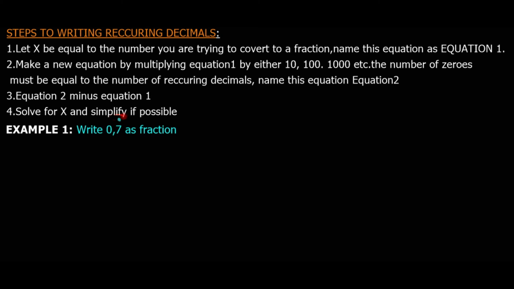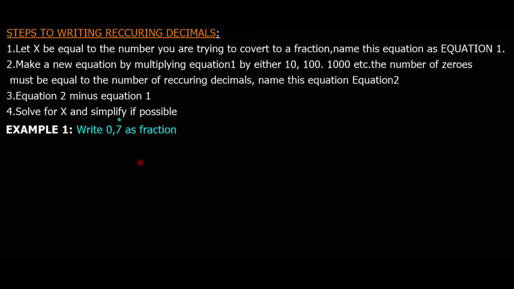We can see that here we have a recurring decimal because we have a dot at the top. So it means that actually here we have something like 0.7777 and so forth. We use this dot to summarize, and for this question we want to convert this recurring decimal into a fraction.